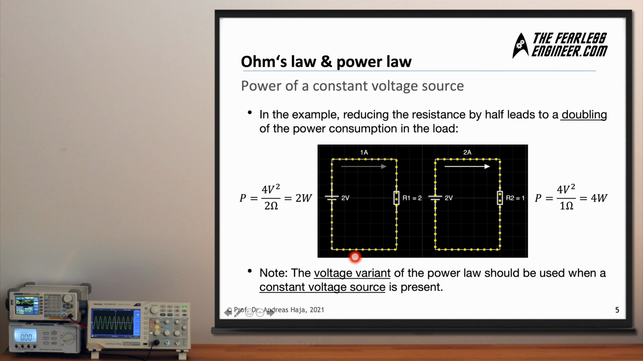Now let's look at a concrete example. In this example here, reducing the resistance by half leads to a doubling of the power consumption in the load resistor. Let's quickly look at this very simple circuit here. We have an energy source, a voltage source on the left, which has a rating of 2 volts. It's a perfect source, which means the voltage it provides is stable, independent of the load resistor which we connected to.